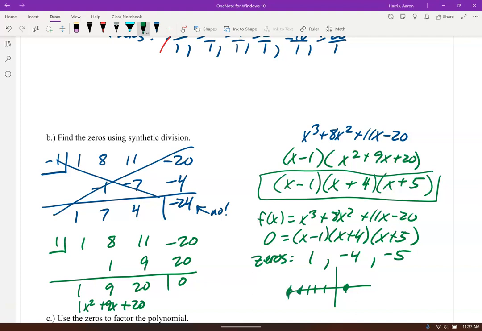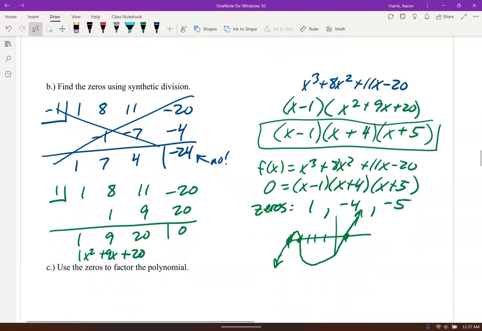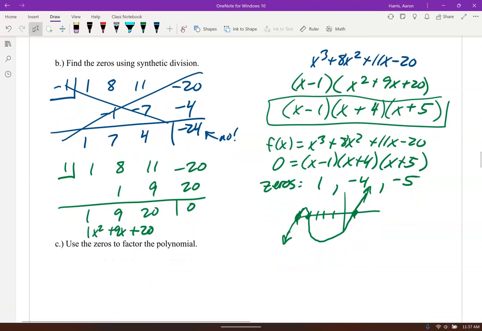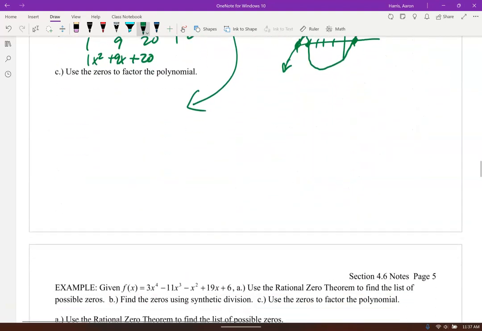It's a third degree, positive leading coefficient, so it goes down to the left, up to the right, so it's got to come up, cross through there, and then eventually come back up that way. That's kind of what that third degree would look like if you were actually graphing it. Okay. Oh, that's our factored form, by the way. Get that over there.